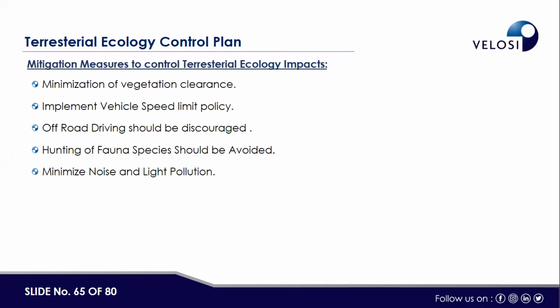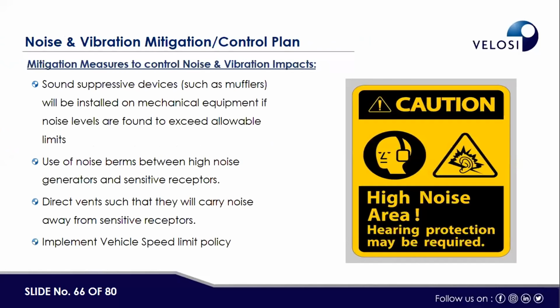In the same way, we have developed a control plan for terrestrial ecology: minimization of vegetation clearance, implement vehicle speed limit policy, off-road driving should be discouraged, hunting of fauna species should be avoided, minimize noise and light pollution. In the same way, we have developed the control plan for noise and vibration: sound suppression devices must be installed.